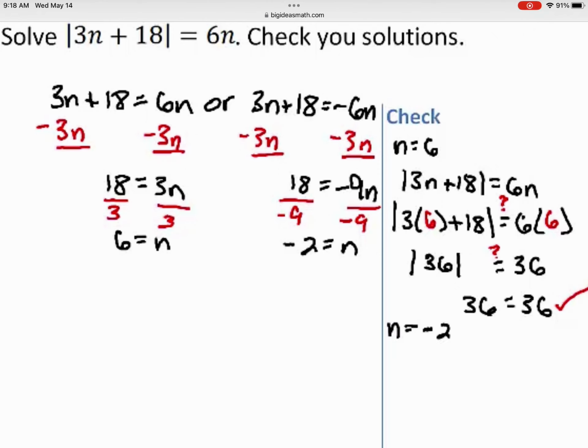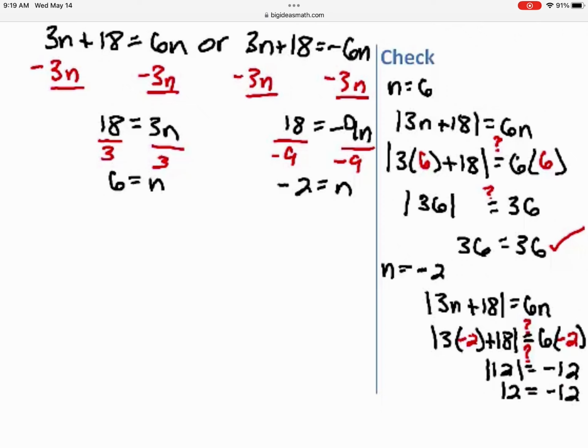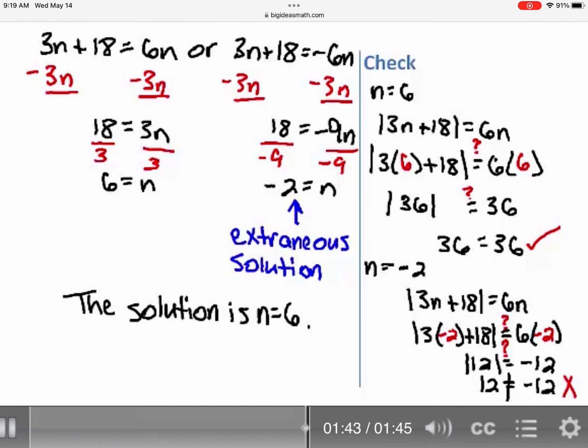Now check n equals negative 2 by substituting negative 2 for n in the original equation. 3 times negative 2 plus 18 is 12. And 6 times negative 2 is negative 12. The absolute value of 12 is 12. However, 12 does not equal negative 12. Because 12 equals negative 12 is a false statement, n equals negative 2 is an extraneous solution. So the original equation only has one solution, and the solution is n equals 6.